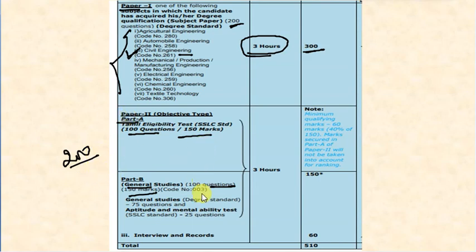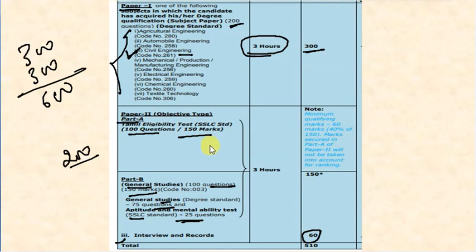Within the GS part, there are 75 questions of general studies, especially history, polity, geography and other subjects, and 25 questions for aptitude and mental ability, that is the reasoning section, at the 10th standard level. The third stage is the interview and records, which carries 60 marks. For paper 1 and paper 2, the total is 300 plus 300, which equals 600.